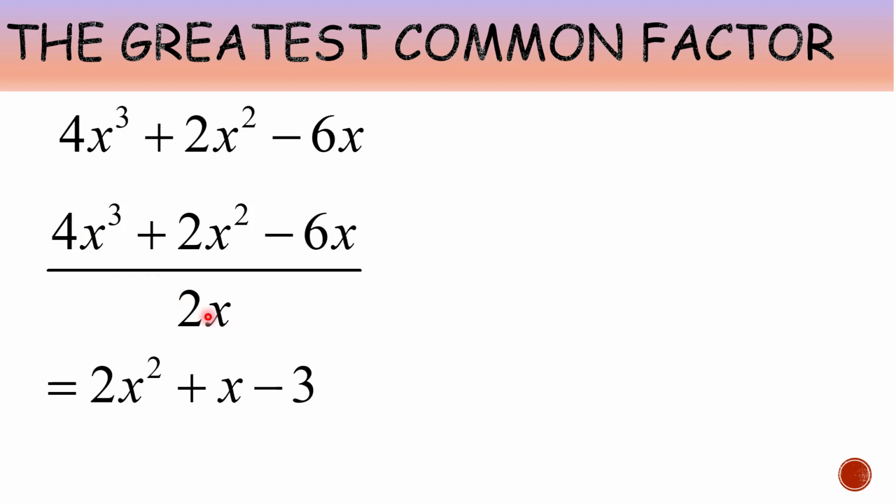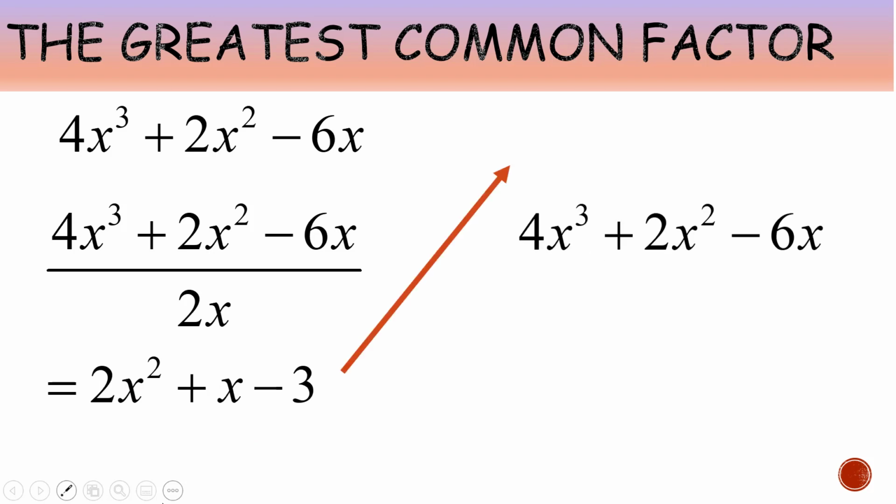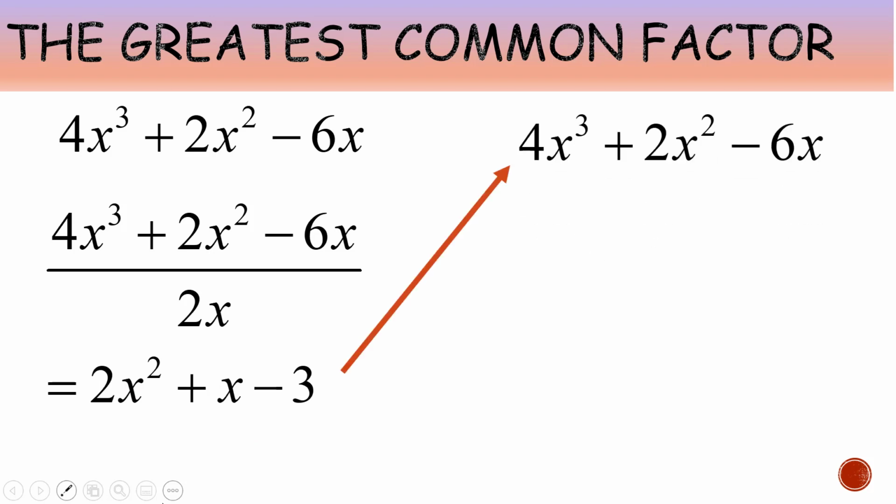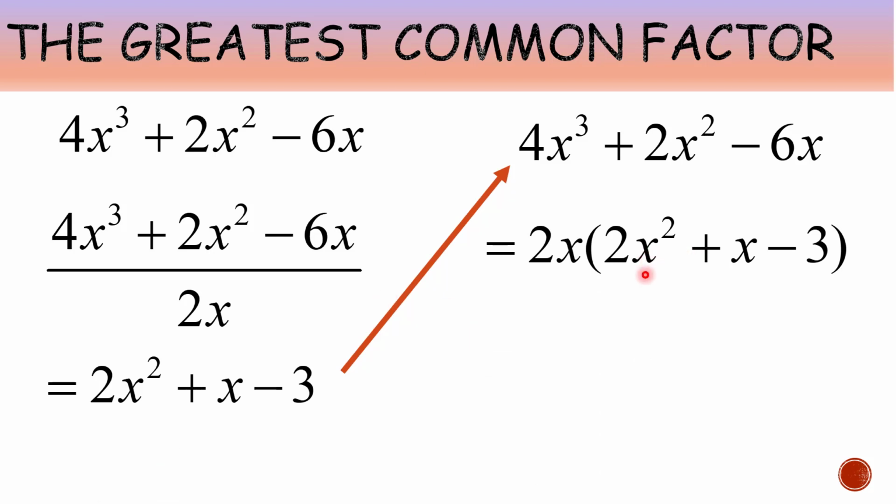So what is 4x cubed divided by 2x? It's 2x squared. And 2x squared divided by 2x is x. And negative 6x divided by 2x is 3. So this is our other factor. Therefore, if we factorize this trinomial, it's the same as 2x times a bracket. If we expand or use the distributive property, let's check. Do we get that answer again? Yes. So we have factorized this trinomial.